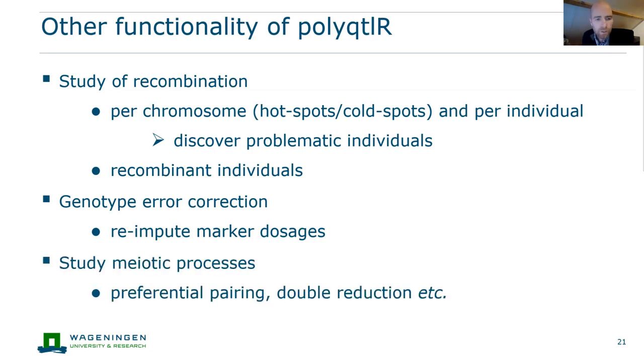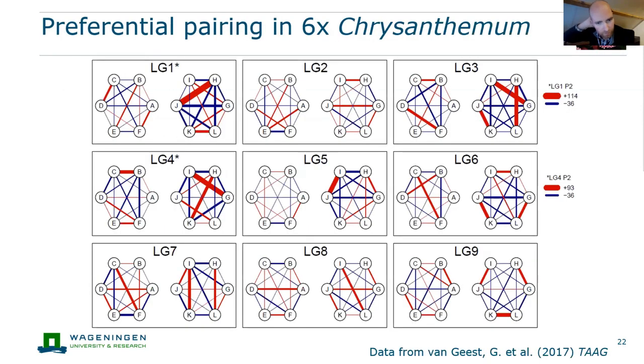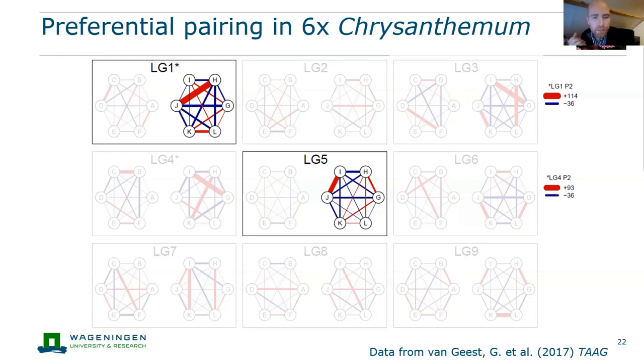Another application that I think is very interesting is the study of meiosis itself, so things like preferential pairing and double reduction. To give an example of what we found in chrysanthemum, which is an interesting hexaploid species and quite an important ornamental crop, certainly here in the Netherlands, we re-examined a data set that we had produced from a previous study, a really very nice hexaploid data set. And we found a very nice picture of what went on during the meiosis in that population using PolyQTL.